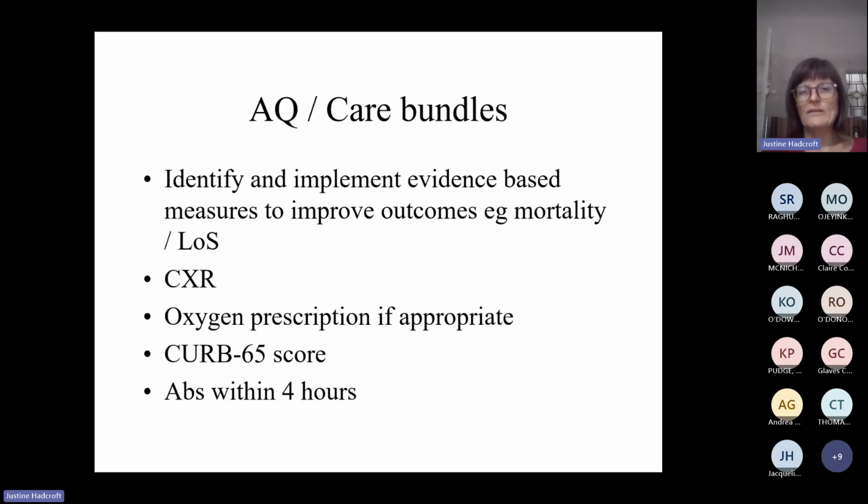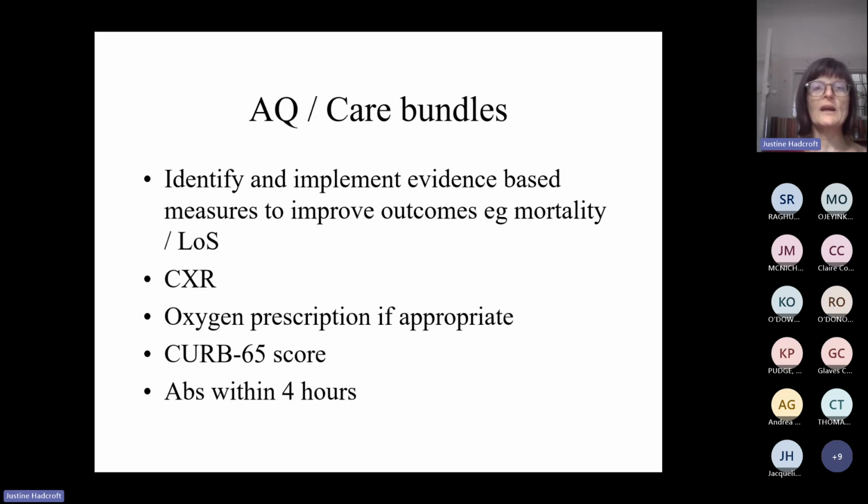Just a brief note about advancing quality and care bundles. Several years ago, the British Thoracic Society did a national project to look at if we apply care bundles to COPD and pneumonia patients, does this improve outcomes? And certainly it does in community-acquired pneumonia and COPD. So if we act quickly to make a diagnosis, prescribe oxygen, and give appropriate antibiotics within 4 hours, it saves lives and it reduces length of stay.